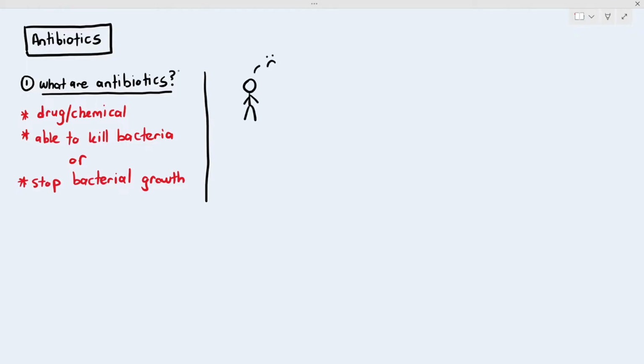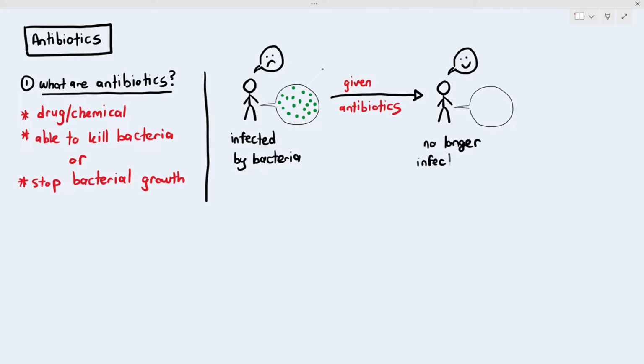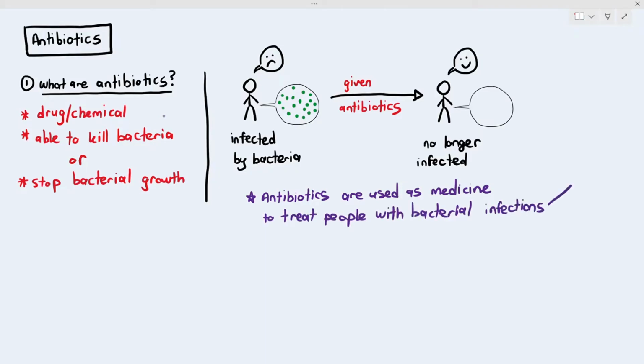So, for example, if a person is infected by bacteria, maybe they have TB or cholera in their body, those green colored dots are representing the pathogenic bacteria. And when they go to the clinic or the hospital and the doctors give them antibiotics, you notice that the pathogenic bacteria have all been killed. So the person is no longer infected. So antibiotics are used as medicine to treat people with bacterial infections, namely tuberculosis, which is caused by Mycobacterium tuberculosis or Mycobacterium bovis, or also cholera, which is caused by Vibrio cholerae.